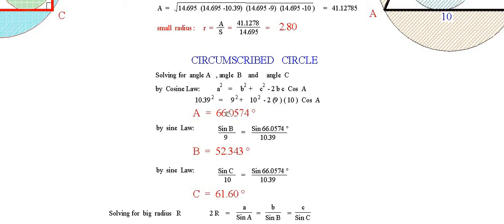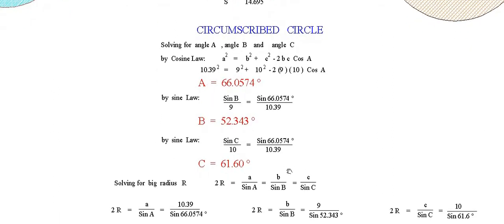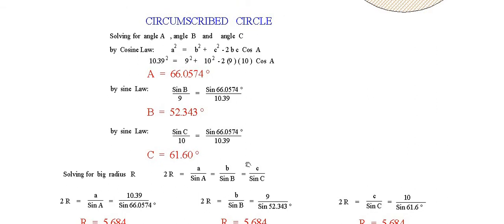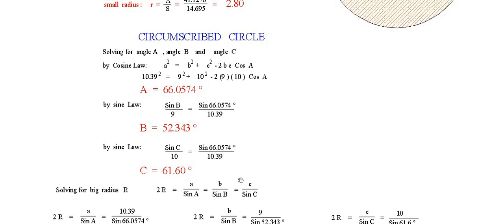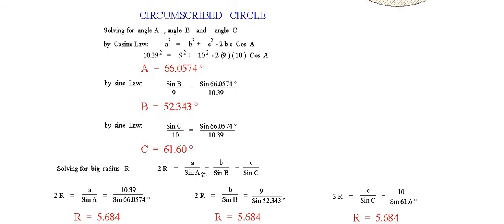This is almost 118... okay, 180. I checked this, it is 180. Then solving for the big R, 2r or diameter by sine law, this is the one. Be sure that the numerator must be a linear measure. Since r is a linear measure, the numerator here must be a linear measure by sine law. This is the sine law.